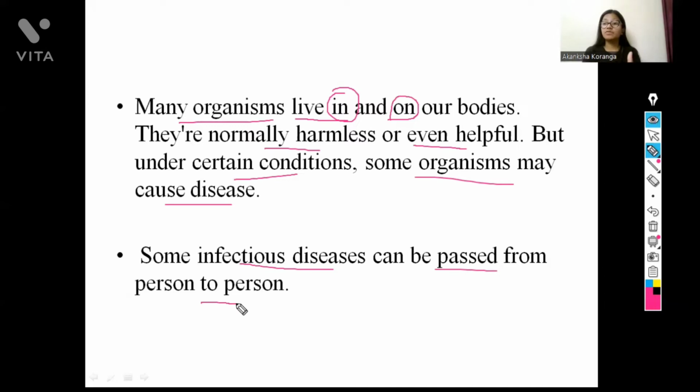The whole family was suffering from the common cold. So here, the common cold was an example of an infectious disease, and if one person in our family is suffering from the common cold, then it spreads to the whole family.